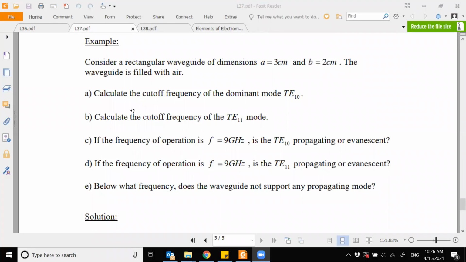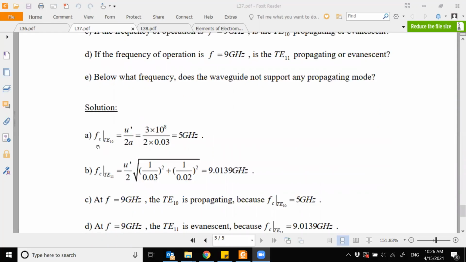So let's start. Calculate the cutoff frequency of the dominant mode. So fc TE10 is u' over 2a. And what will be u' here? Because my dielectric medium is air, we know for the dielectric medium air, your phase velocity u', which is for the unbounded medium, is nothing but the velocity of light. So it is 3 times 10 power 8 over 2 multiplied by 0.03, which is 5 gigahertz.